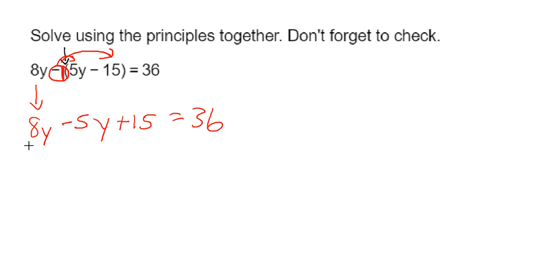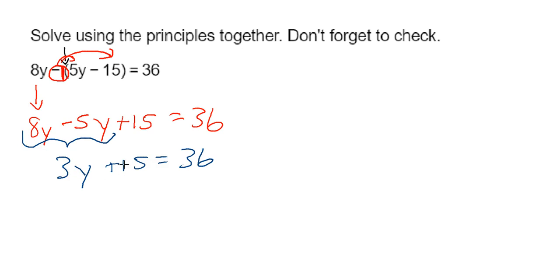So we have these two like terms here, so let's combine those together. 8y minus 5y combined together to give me 3y. Right? 8 minus 5 is 3. The variable part stays the same. The plus 15 just gets copied down. The 36 gets copied down.